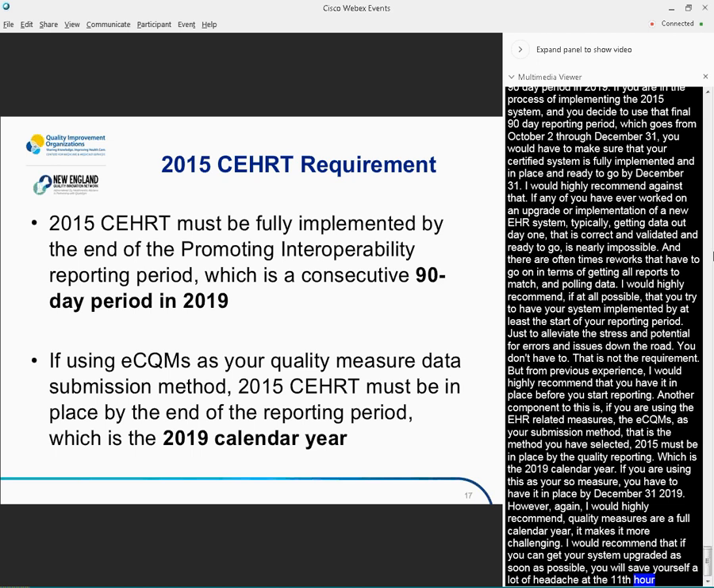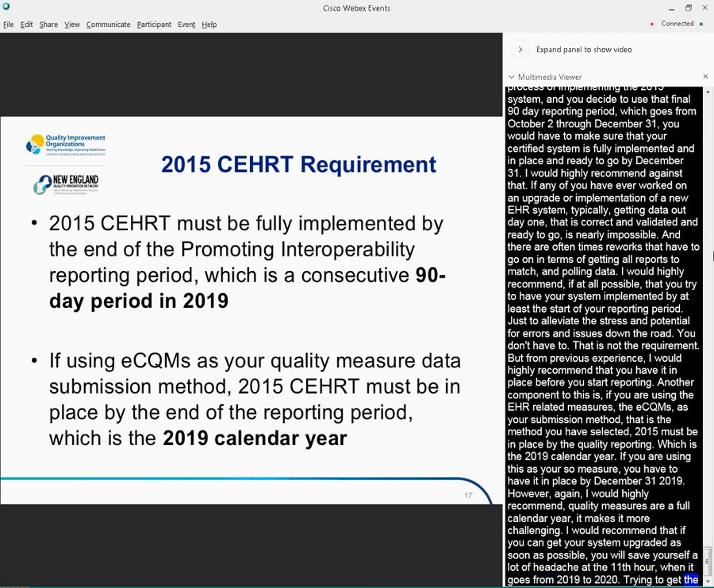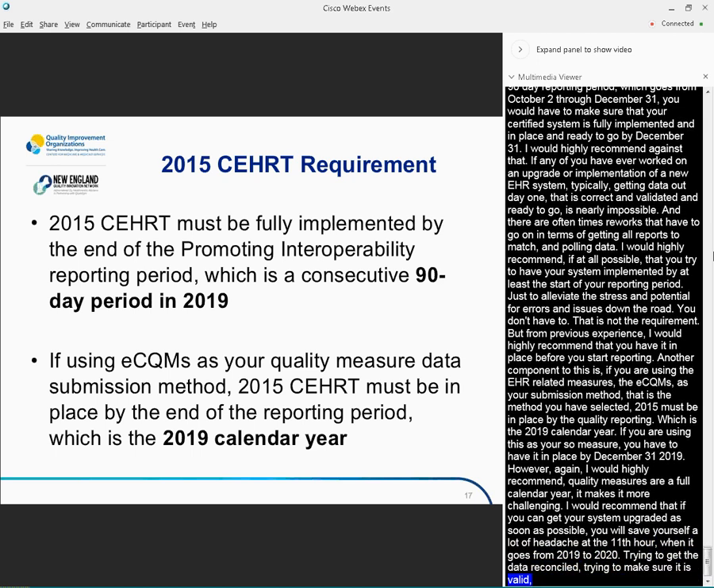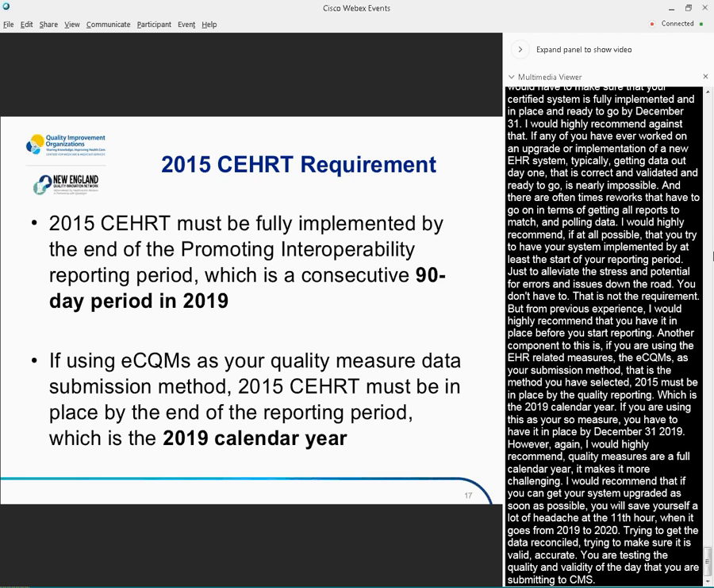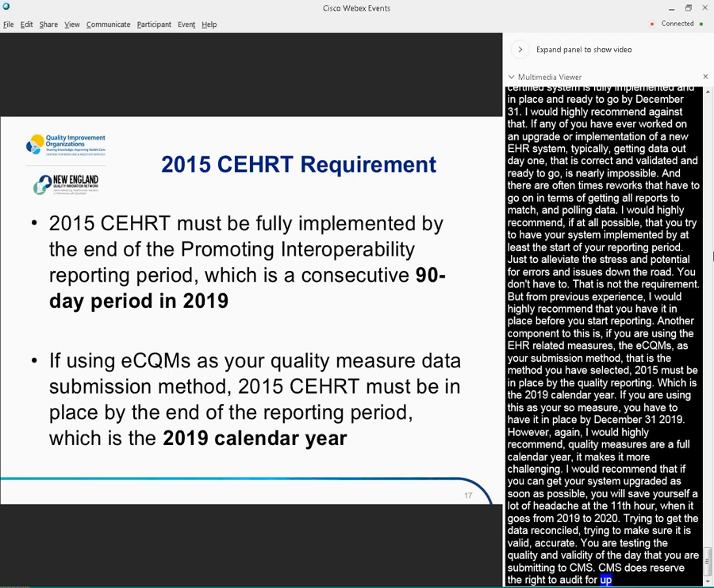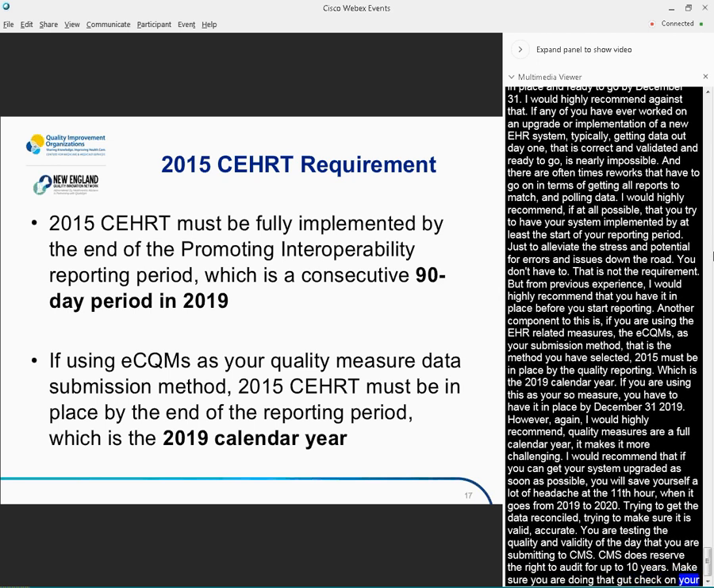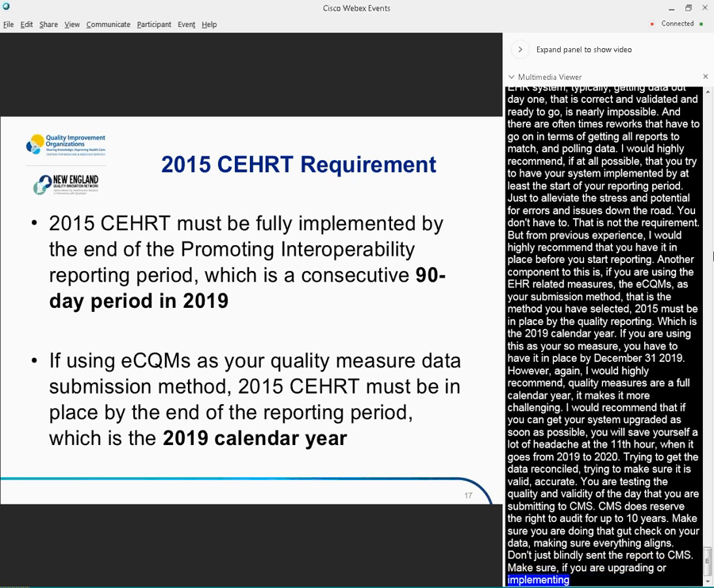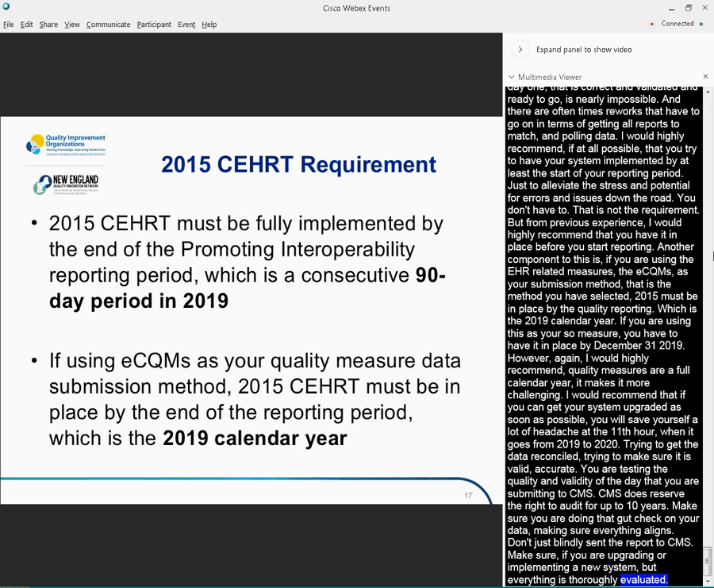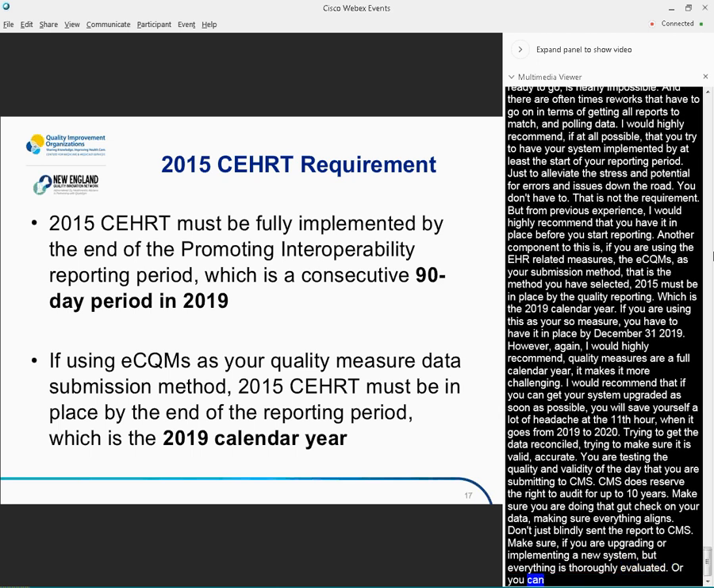Again, you're testing for the quality and the validity of the data you're submitting to CMS. CMS does reserve the right to audit for up to 10 years. So just make sure, again, you're doing that gut check on your data. You're making sure everything aligns. Don't just blindly send the report to CMS. Make sure if you're upgrading or implementing a new system that everything ties out. You do a really thorough evaluation, even maybe an inter-rater reliability test where you can check to make sure you're all coming up with the same values and numbers, just to make sure it all looks good.